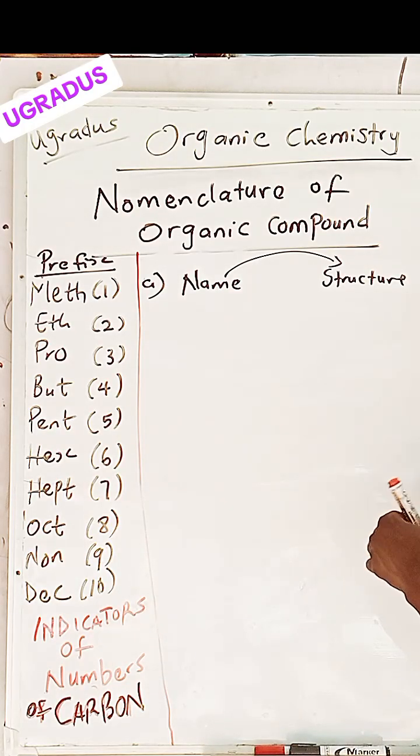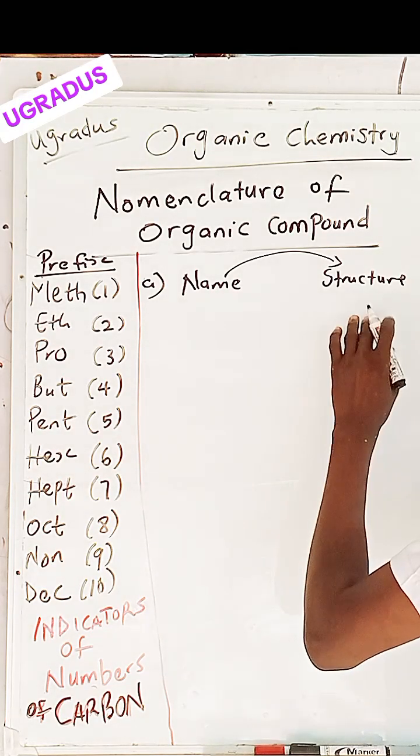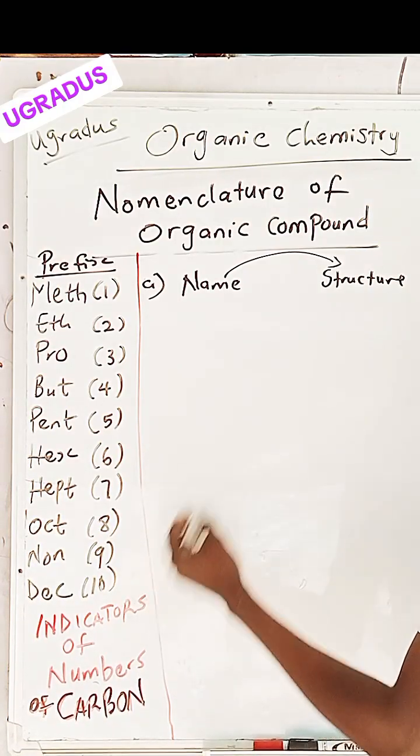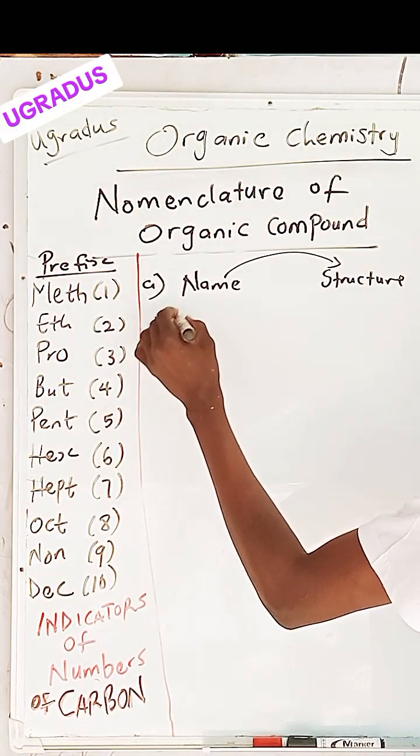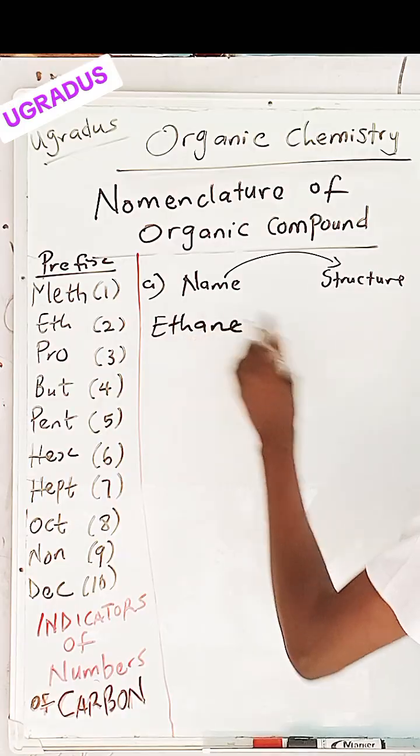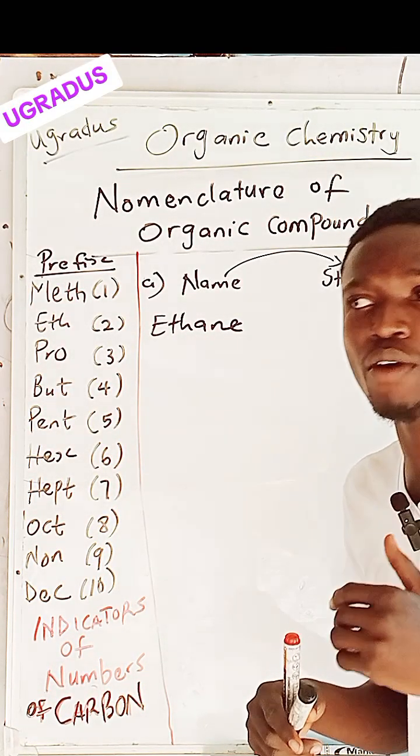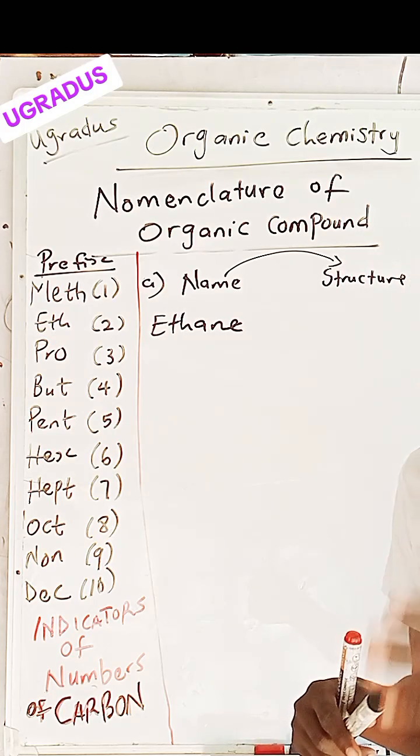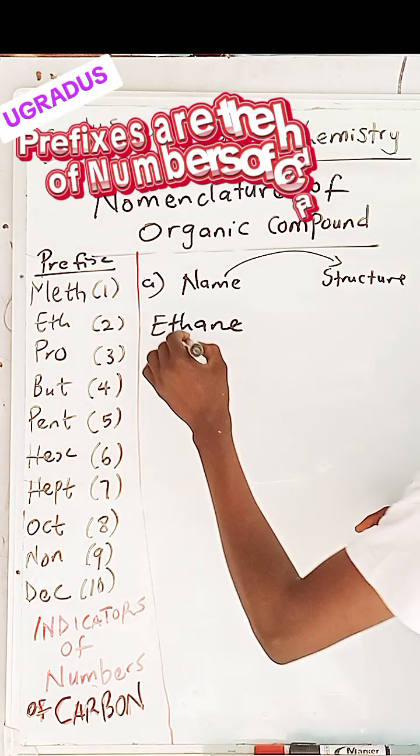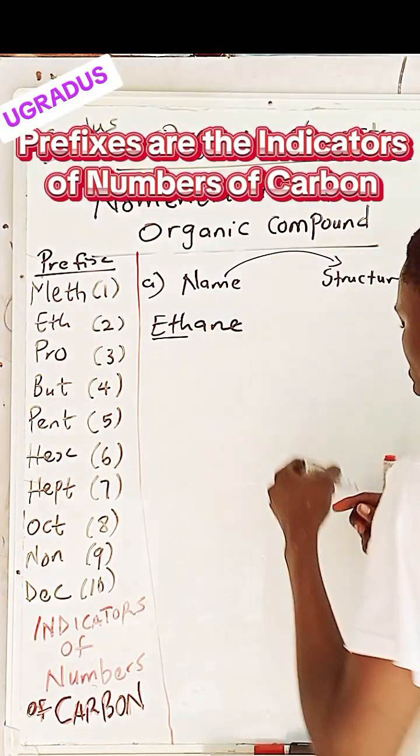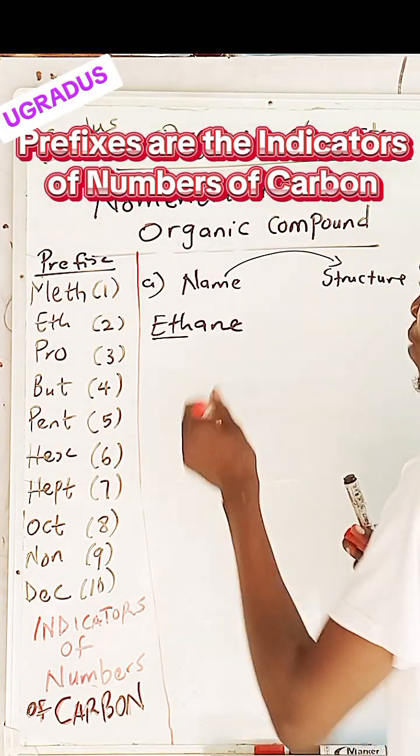All right. Let's say, for instance, you are given, let's start with name to structure. As you can see the arrow, part B will be structure to name. So let's say you are given a name and you are asked to draw the structure. You know that for every organic compound, there is what we call the prefix and there's what we call the suffix. The prefix suggests the number of carbon, while the suffix suggests the group that the organic compound belongs to.